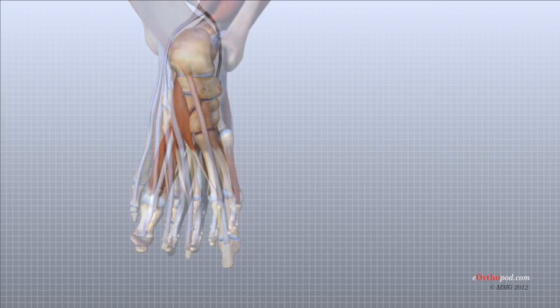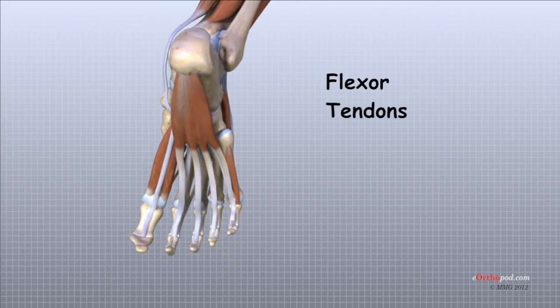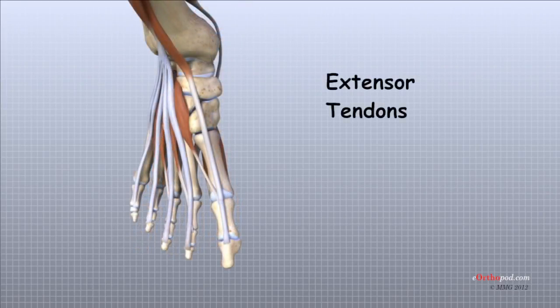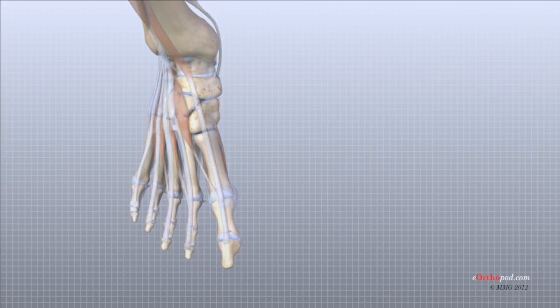The tendons that flex the toes are called the flexor tendons. There are two flexor tendons on the undersurface of each toe. The tendons that extend the toes are called the extensor tendons. There are two extensor tendons on the top surface of each toe.